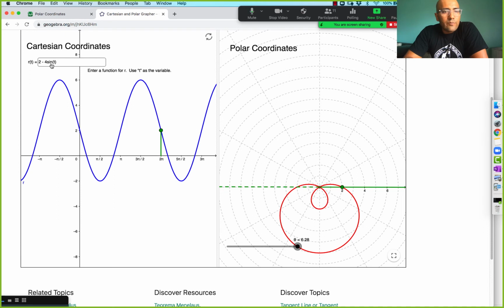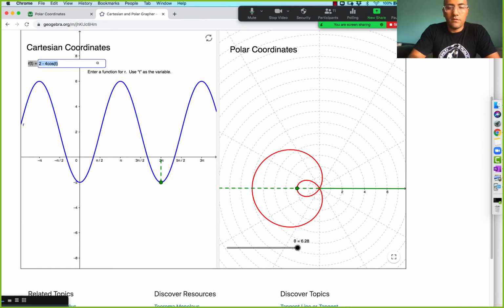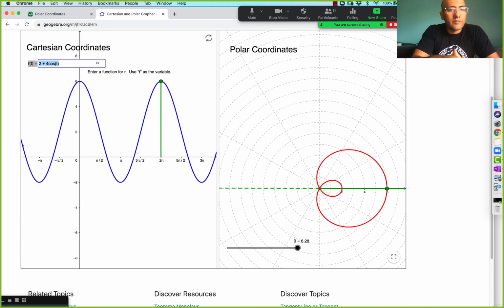And so if we put cosine, it's going to be the same kind of image, but on its side, right? Let's see if this will let me. Cosine of t ends up being on its side. Good. And if I put a plus here, it's probably just going to reverse it over to the other side. Plus. Flips it over to the other side.